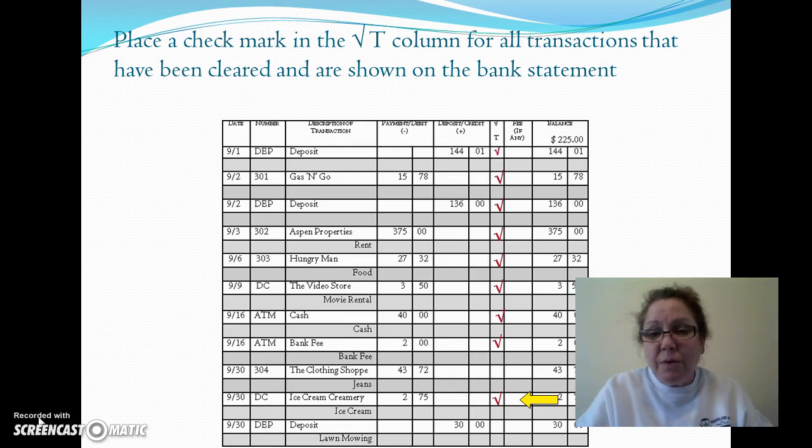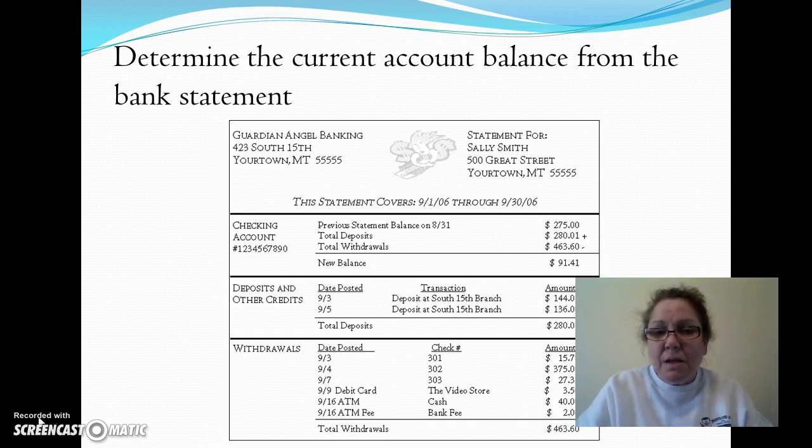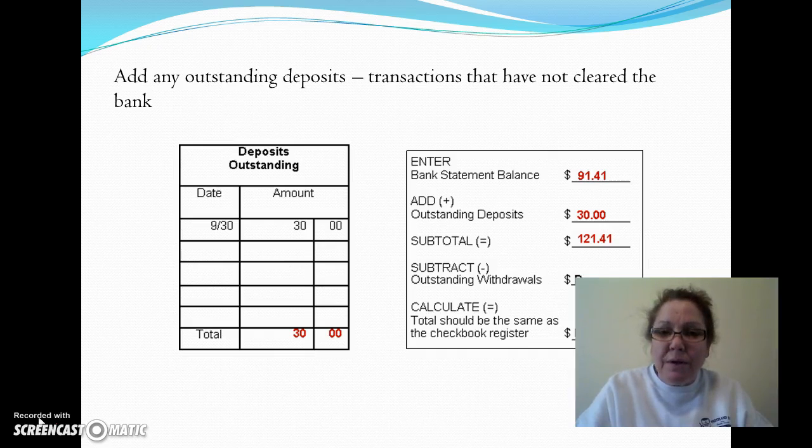So this is what you will eventually end up with. You see the check marks there? We're going to check mark everything that shows on our bank statement. You're going to notice there are two that do not have any check marks. So there's all the ones that have been cleared by the bank. Now we're going to look at the bank statement and make sure all the balances are okay, and we're going to fill out the reconciliation.